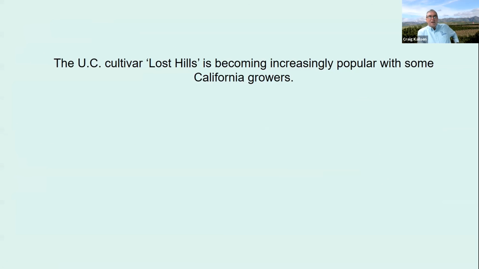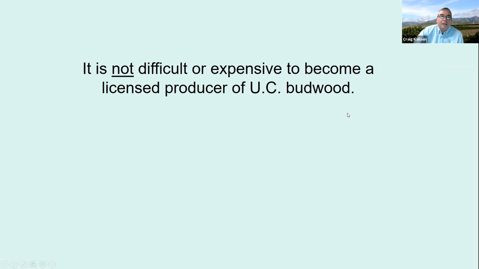The UC cultivar Lost Hills, this is just a note, is becoming increasingly popular with some California growers, maybe because of some of the problems we're seeing with Golden Hills, I don't know, but we released that for a reason. We think it's a fine cultivar as well.